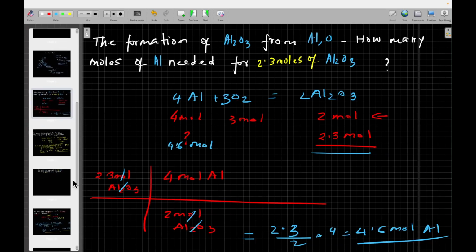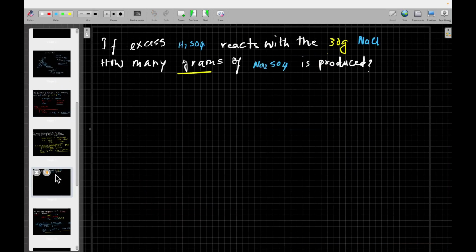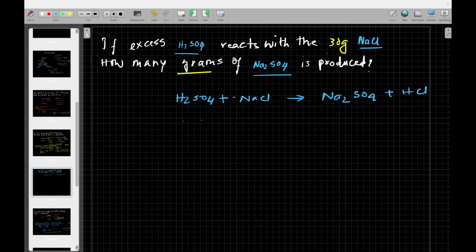If an equation needs a conversion, how do we deal with that problem? Here is one example. In this case, H2SO4, sulfuric acid, reacts with sodium chloride to produce sodium sulfate. Here gram information is shared, so we need to convert grams to moles. Let's see how we can proceed. First, we need to write down the equation. Second is to balance the equation.